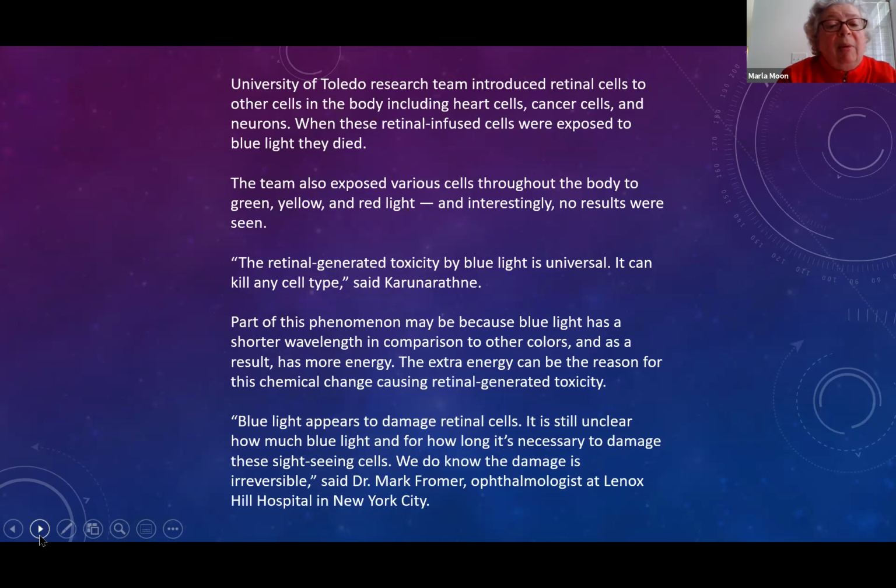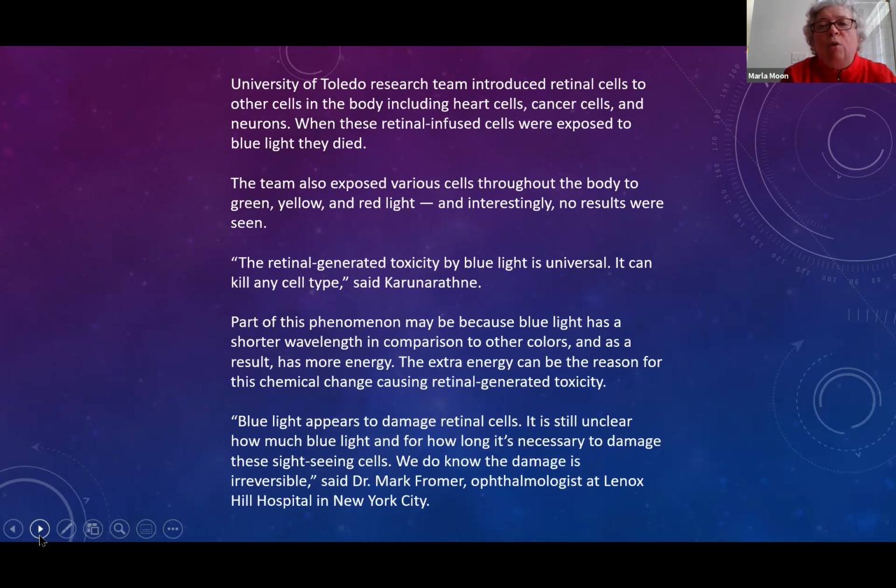Part of this phenomenon may be because blue light has a shorter wavelength in comparison to other colors, and so it has more energy, more light energy. And the extra light energy can be the reason for the chemical change causing retinal-generated toxicity. An ophthalmologist in New York City said blue light appears to damage retinal cells. It's still unclear how much blue light and for how long it's necessary for the damage of these sight-seeing cells to occur. We do know that the damage is irreversible.